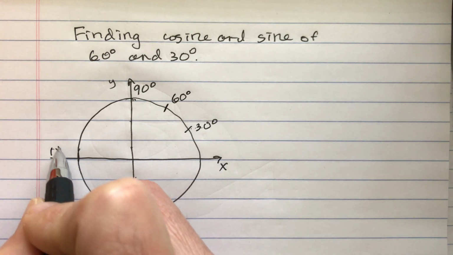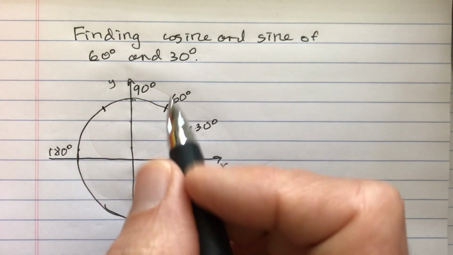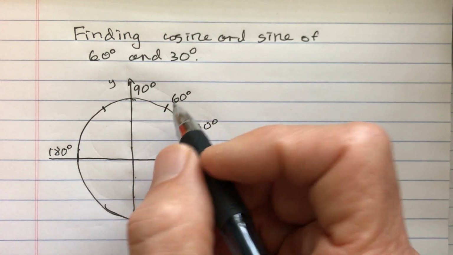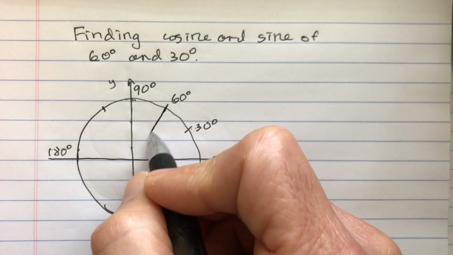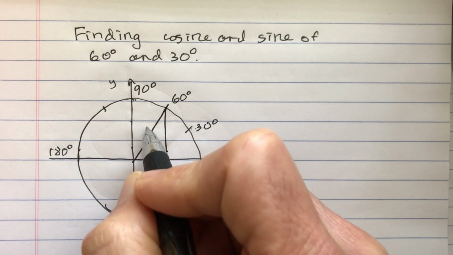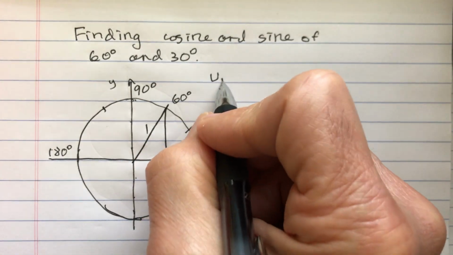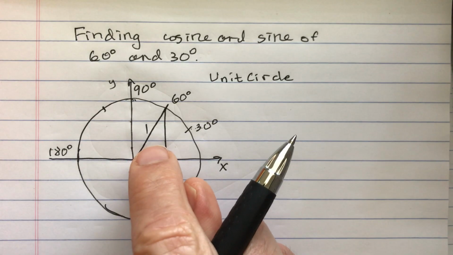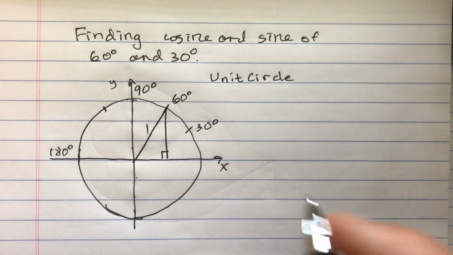You can also keep in mind 180 is over here, and a third. If you take a third of 180, it's right here. One third of 18 is 6, so we get this. So this is 60 degrees, and I'm going to draw a triangle here. Because it's a unit circle, the radius is 1 and the hypotenuse of this is 1.